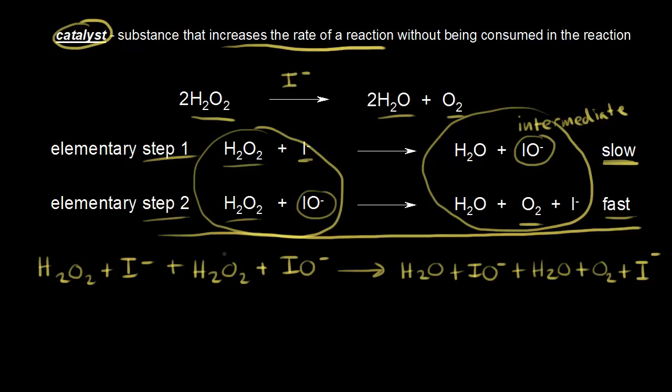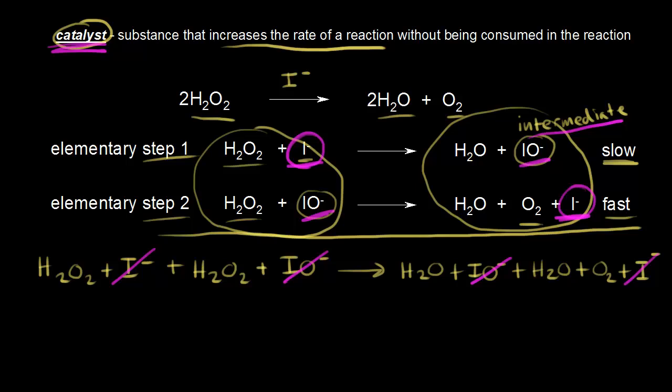What do we have on both sides? Well, we can cancel out the iodide. That's on the left and that's on the right. That's our catalyst. It increases the rate of the reaction, but it's not consumed. You can see we're using it in the first step, but the iodide anion is regenerated in the second step. So overall, our catalyst is not consumed. And then we have our intermediate. The hypoiodite ion is on the left side and on the right side, so we can cancel that out. Our intermediate is created in the first step, but then it's consumed in the second step.